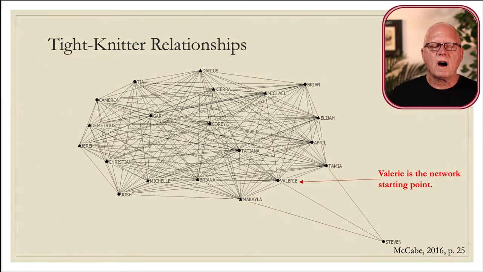Here's an example of the first type of network that I described, the tight-knit relationships. Start with the person Valerie here, and notice that Valerie is friends with everyone else in this network, even Steven, who's down in the lower right corner, and most or all of the members of this network are friends with one another. So this is why I describe it kind of like a ball of yarn. These lines are connecting almost every member to every other member.